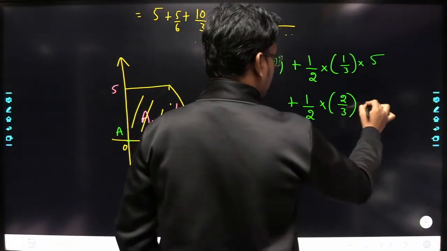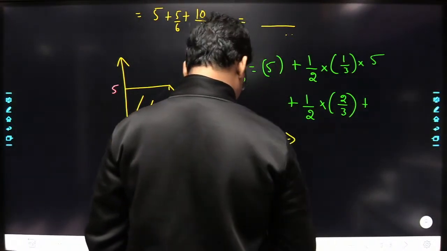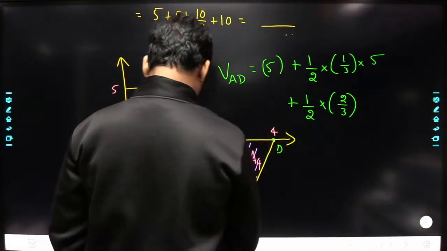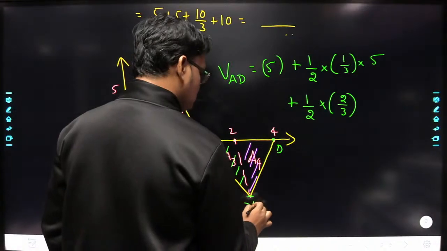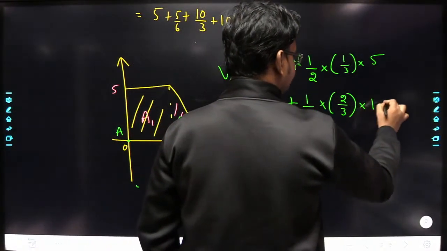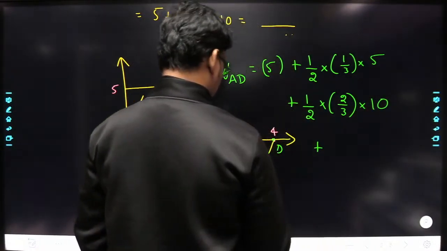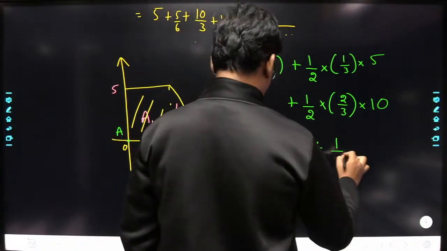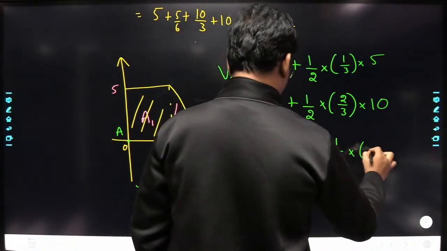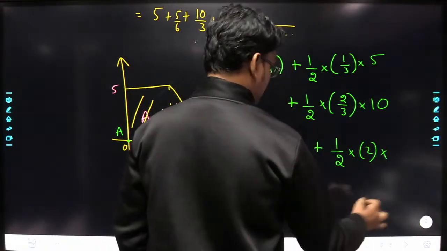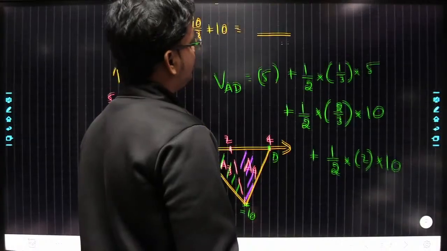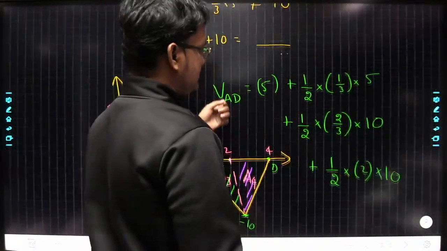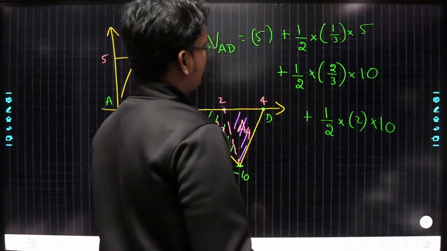Next, area of A4, half into base into height. What is the height here? This one I have given minus 10. Yes or no? So height is 10, plus area of A4, that is half into base, that is 4 minus 2, 2 into height, height is 10. Okay, so this is what we got, right? Okay, so what is the final answer?